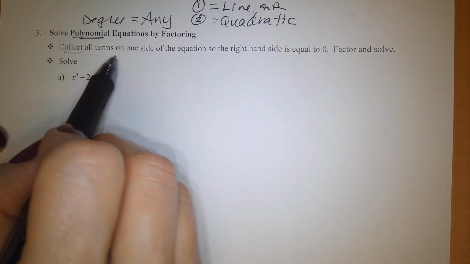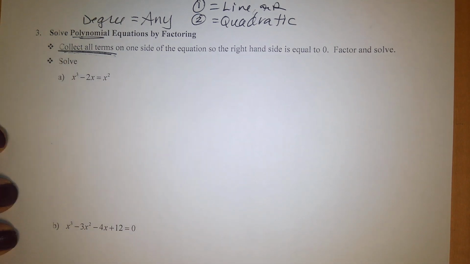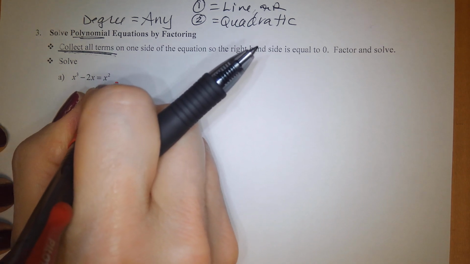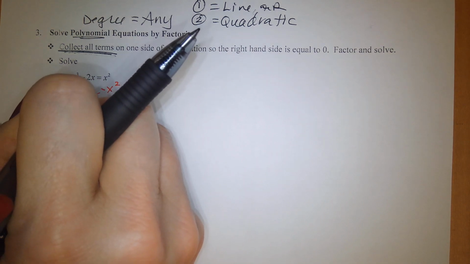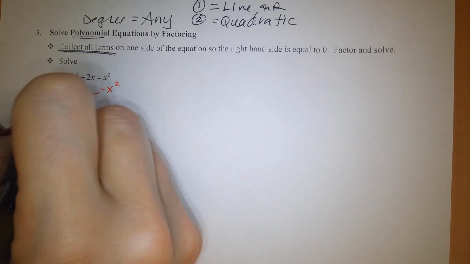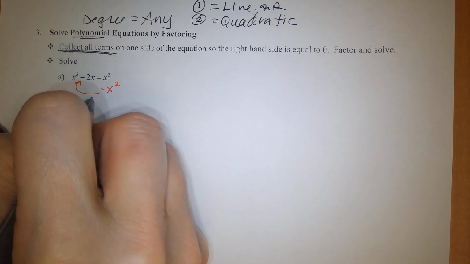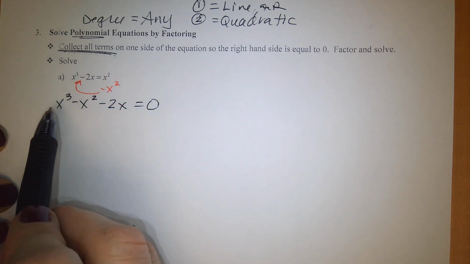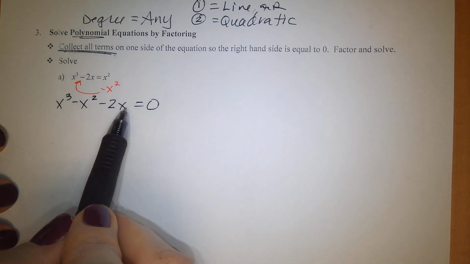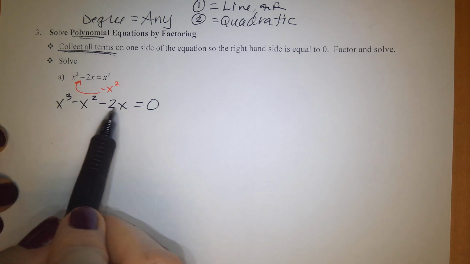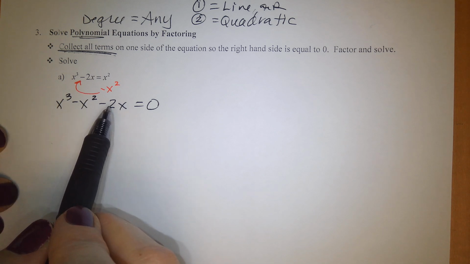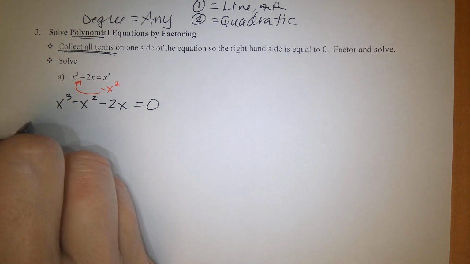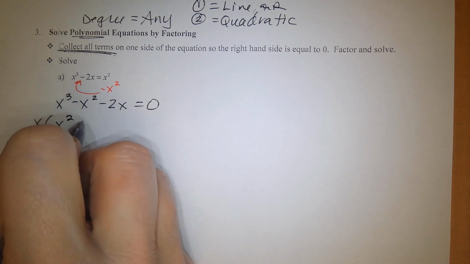First thing I want to do is collect all the terms on one side of the equation, so that way the right-hand side is equal to 0. So the first thing I'm going to do is subtract this x squared and move it over here to the left-hand side. So this becomes x to the 3rd minus x squared minus 2x equals 0. Getting in the habit of writing these in descending order of power is a good habit to make. Then we factor. Factoring this, I have a greatest common factor of x, so I pull that out.